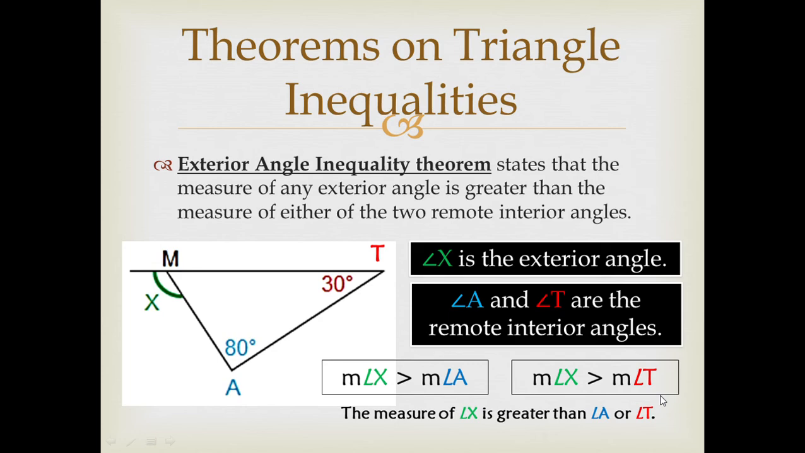So, paano mo natin mapapatunayan to? So, based on our definition kanina, ang measure daw ng exterior ay sum nung remote niya. So, if we get the sum of 80 and 30, that will be 110. So, meaning, ang measure ng exterior natin ay 110 degrees, which is greater than 80 and greater than 30. So, that's how we prove this theorem.